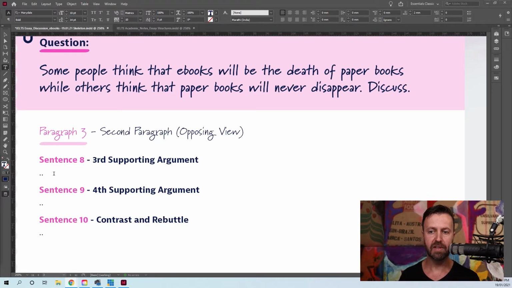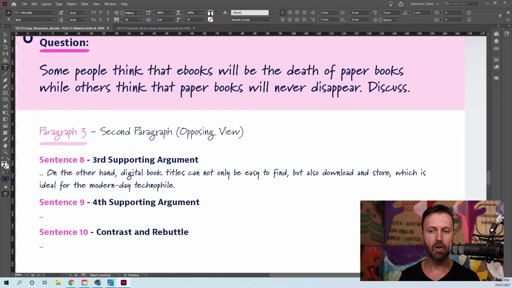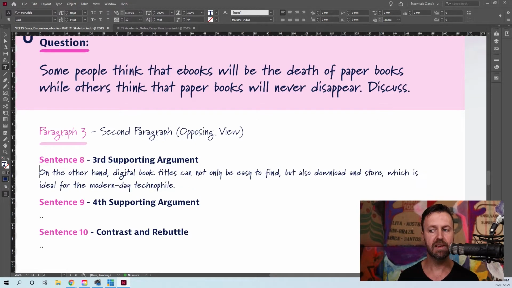So we're changing direction here. We're saying, on the other hand, digital book titles can not only be easy to find, but also download and store, which is ideal for the modern-day technophile. Now, phile means a love of something. Techno, or technology. So a technophile is a person that loves technology. Modern day is somebody from 2021 right now when we're doing this video.